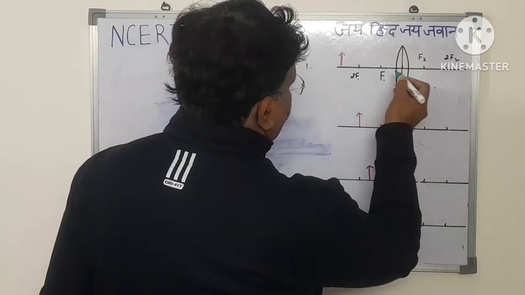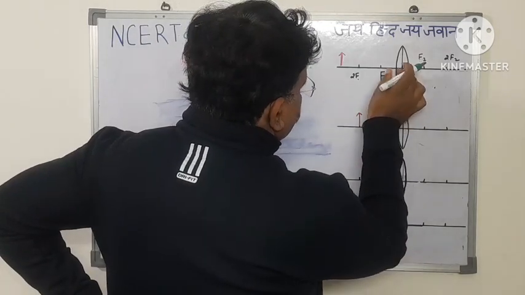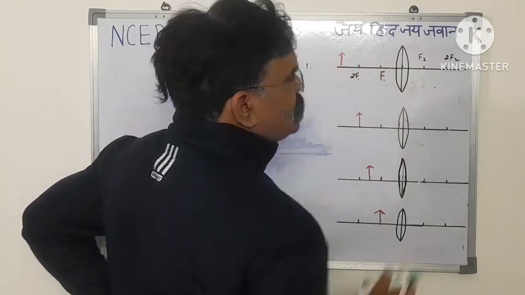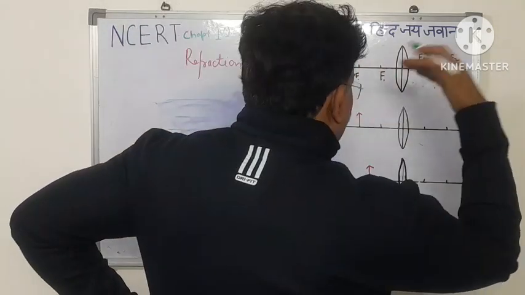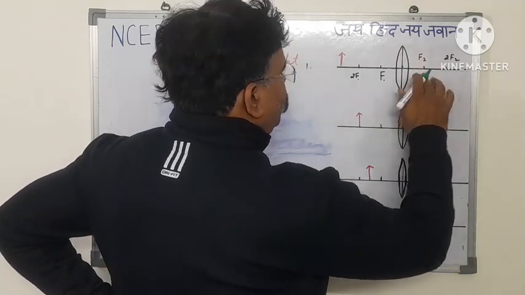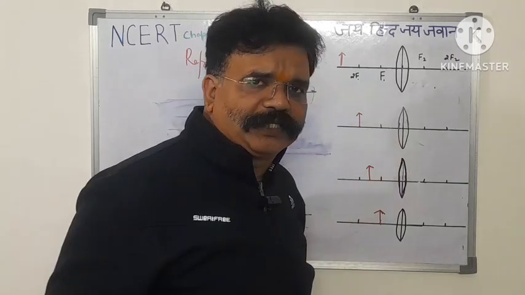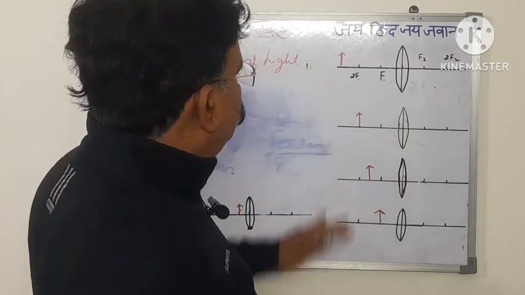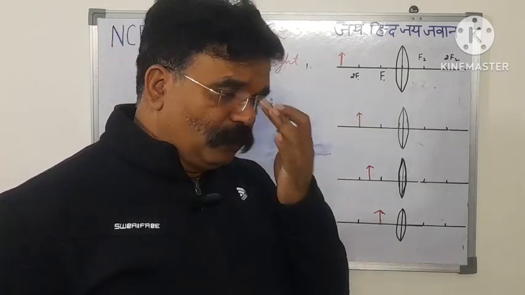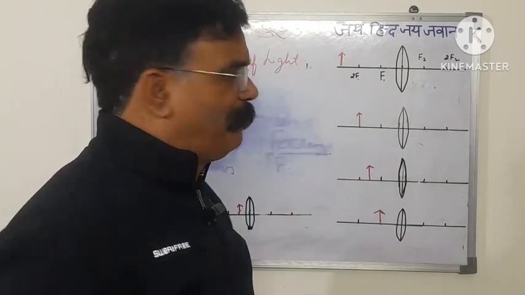So this is F1, meaning this is the focus, and 2F1 means the double distance of the focus. On the other side, if you see, F2 is the same focus point, and 2F2 is double the focus distance. So this is the pattern you have to make while practicing this chapter.